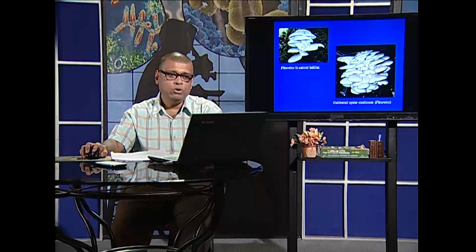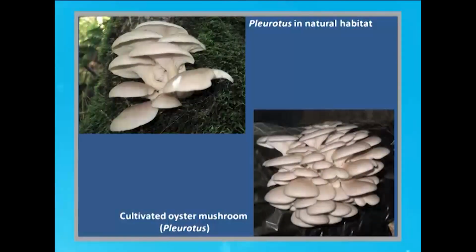But Pleurotus actually is a typical oyster mushroom, and it can be grown anywhere within the household. Only it requires a relatively darker place, a shady place where moisture content should be high. So when it is grown artificially, it will be produced in multiple tiers. But when it is grown in natural habitat, the size may be bigger, but the tier size becomes smaller.